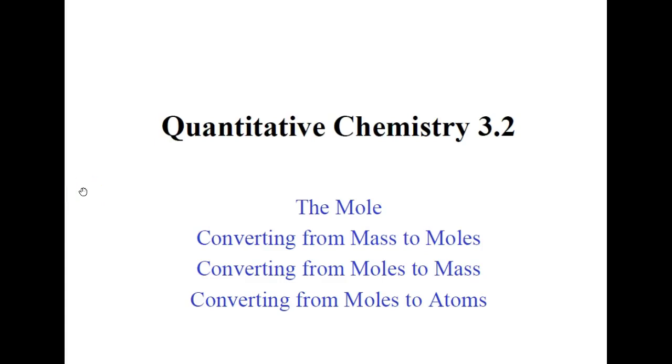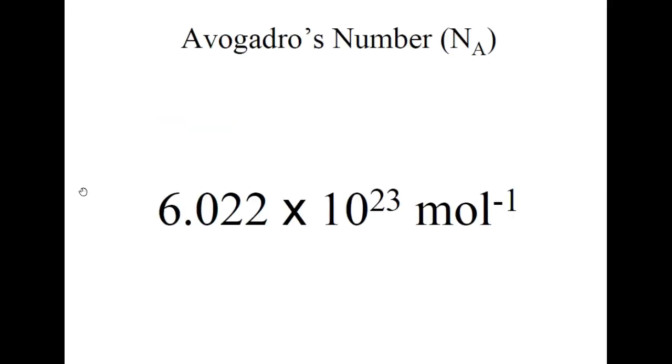We're starting section 3.2, and it is dealing with quantitative chemistry, or the numbers of chemistry still. And today we're going to look more specifically at the mole. So we've done the POGIL and the activity and talked about what a mole is, and now we're going to look at how it is used to do conversion. So first, quickly, we'll just review what the mole is.